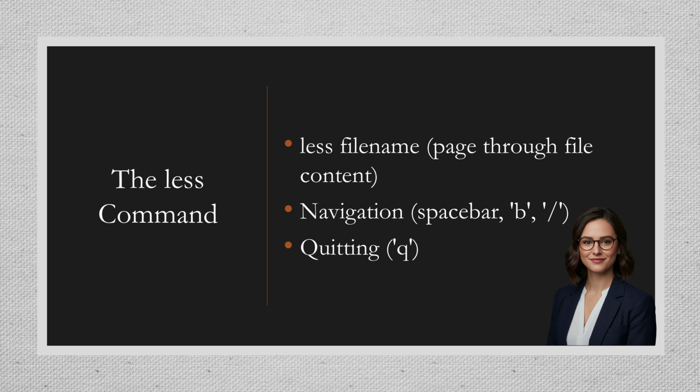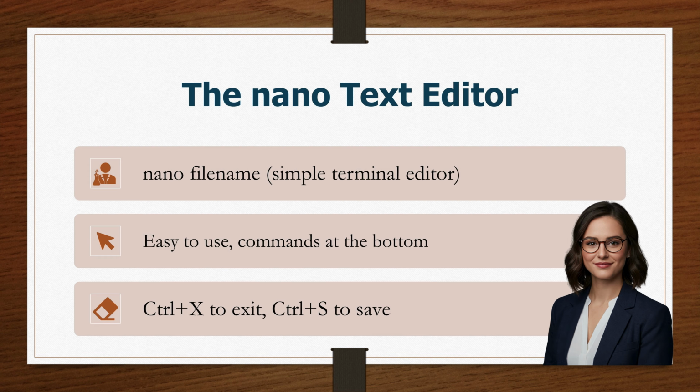For viewing longer files, the less command is often a more user-friendly alternative to cat. The less command allows you to scroll through the file content page by page. You can move forward and backward using the spacebar and the B key, respectively. To search for specific text within the file, you can press the / key followed by your search term. To quit less, simply press the Q key. This makes it much easier to examine large configuration files or log files.